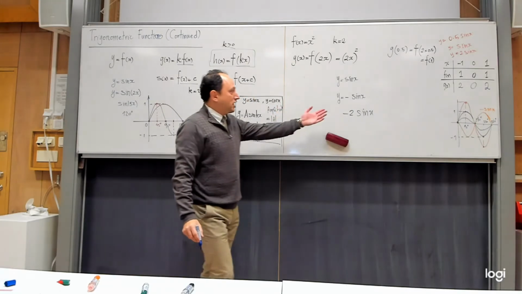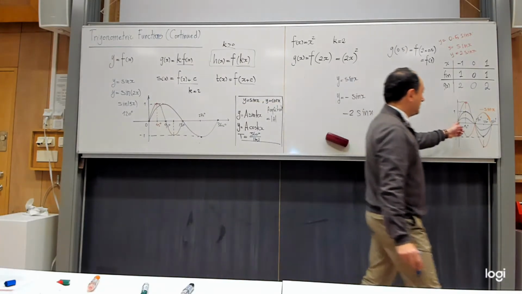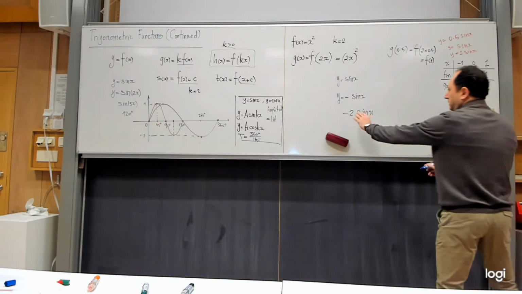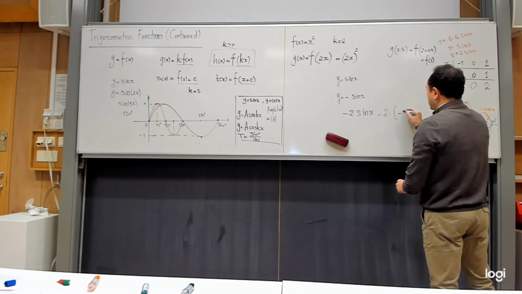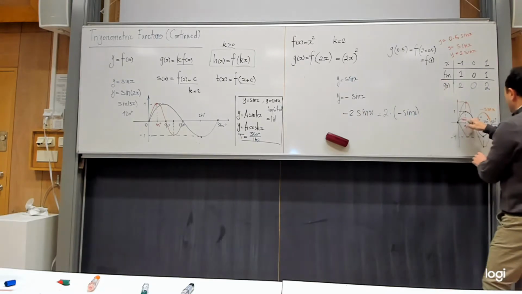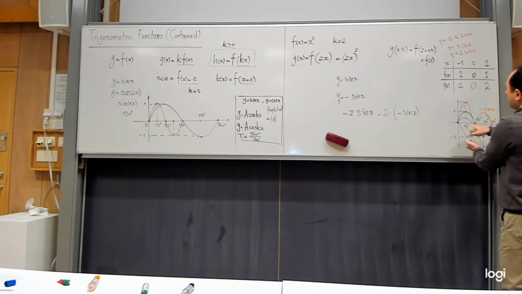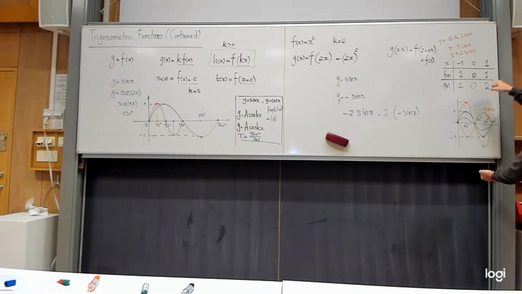So first I multiply by a minus sign, I get this orange one, and then I write it as 2 times minus sine x. I already know minus sine x, so now I stretch it 2 times larger. Yes? So then it goes here. So this graph would be the graph of minus 2 sine x.